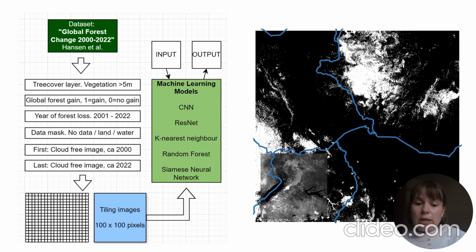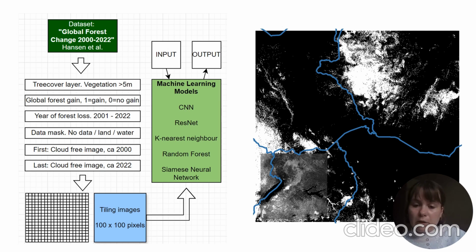And these layers, we split them into grid cells in QGIS. And then we got these tiled images of 100 times 100 pixels, because that's sort of equal to 3 times 3 kilometers, which is what they've used in these other papers that we have been looking at. And then we have been training these different models on this.